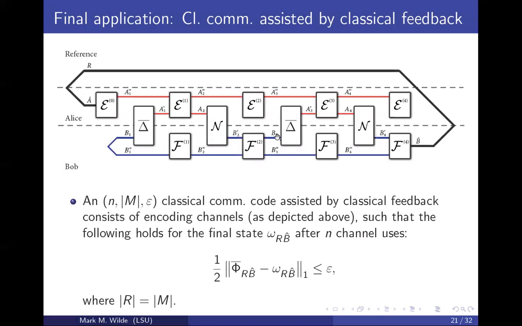Okay. And then a code is defined very similarly to how we defined previously. An (n, M, epsilon) code consists of little n uses of the channel big N, and it's such that the final state obeys this criterion, such that the classical correlations are preserved up to some epsilon error. Okay, so that's a classical communication code.